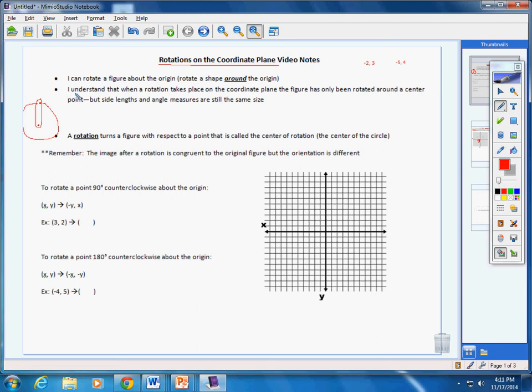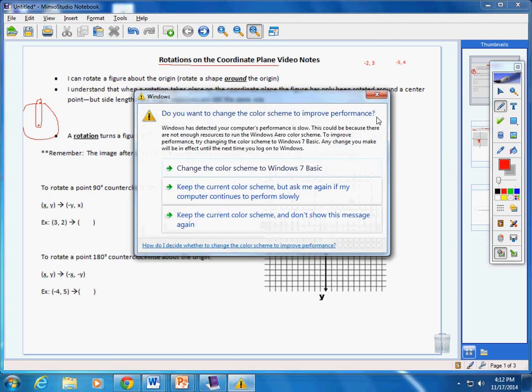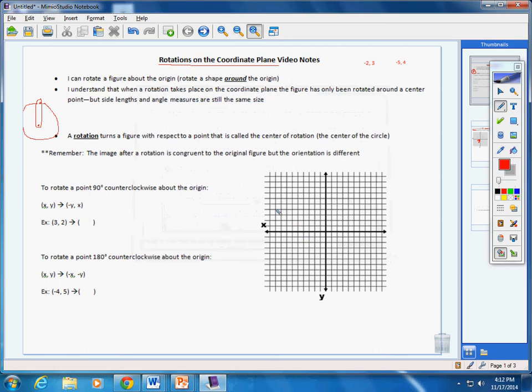Secondly, hopefully we'll be able to say, I understand that when a rotation takes place on the coordinate plane, the figure has only been rotated around a center point. But the side lengths of my figure and the angle measures are still the same size. So even if I've moved a figure from over here to over here, that's fine. But the side lengths and the angle measures, the shape is still the same size. Okay? So here we go.